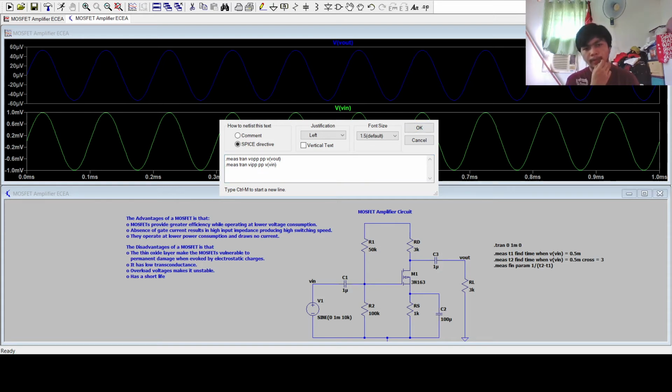Now we need the voltage gain of the output and input peak-to-peak. For that, we will use .meas AV for the voltage gain and the parameter of voltage output peak-to-peak over voltage input peak-to-peak. So this serves as the amplification factor of the circuit.